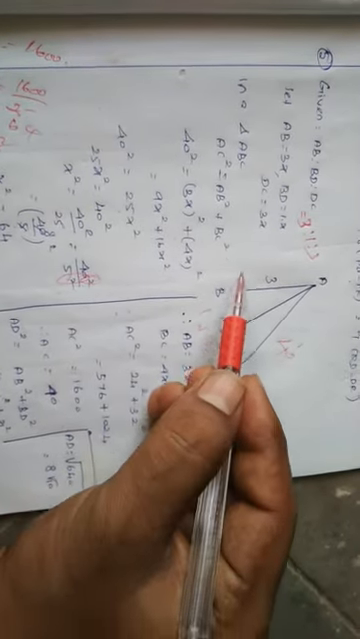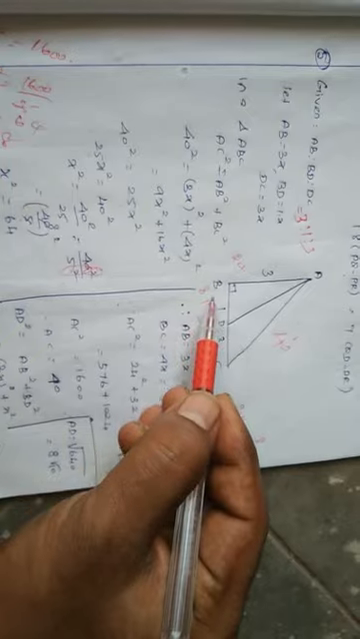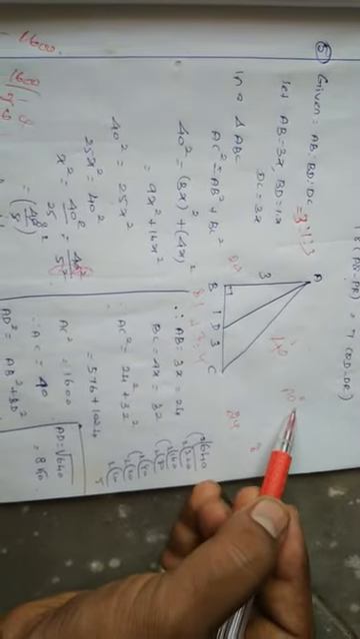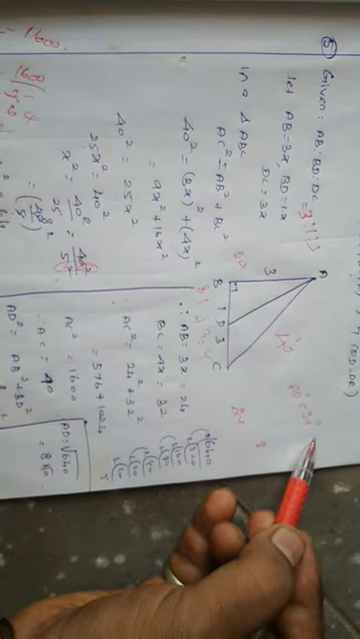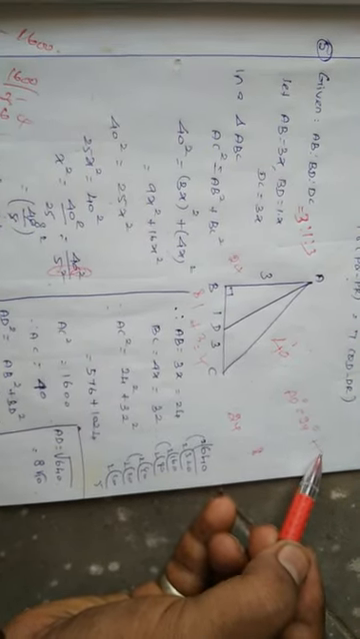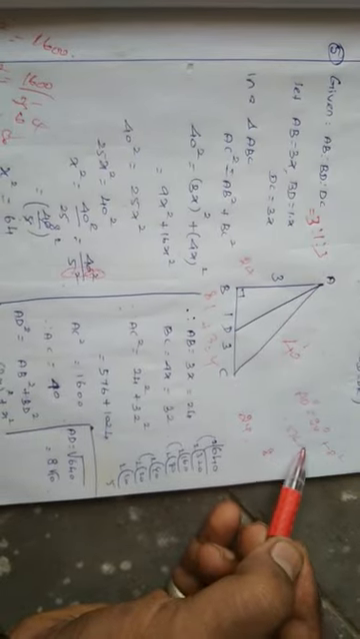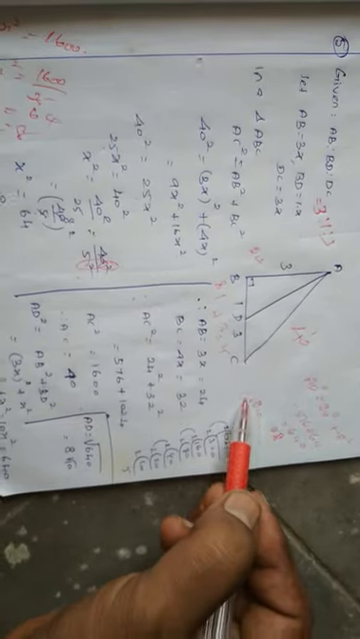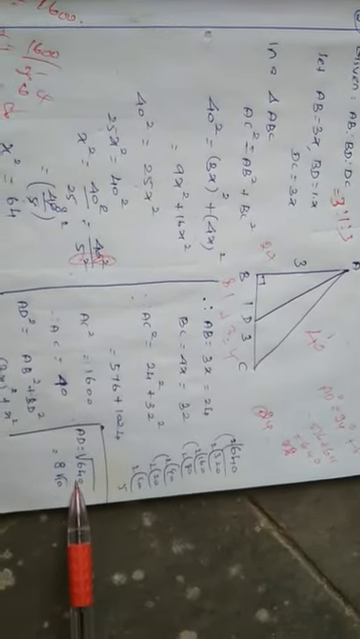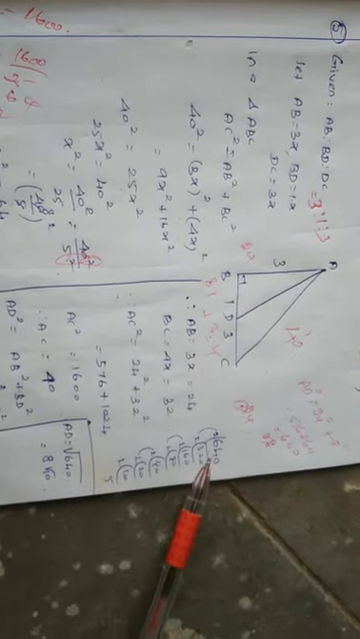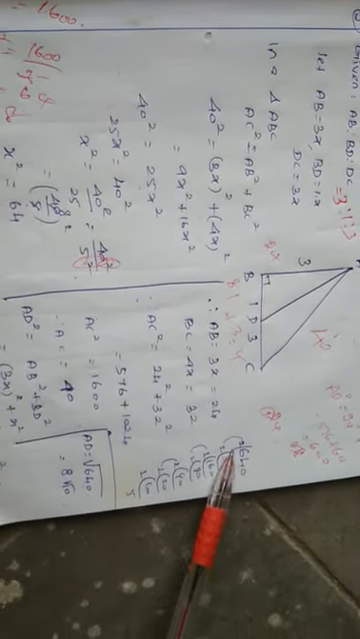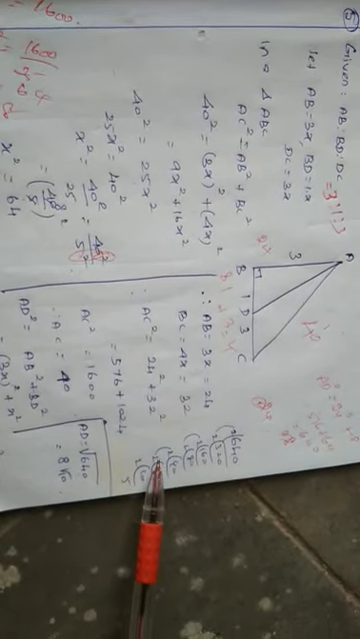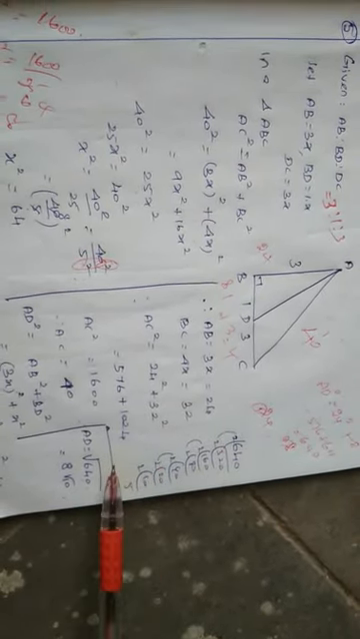Otherwise, this value is 24, this value 8. So AD squared equal to 24 squared plus 8 squared, because of AB squared plus BD squared. So 576 plus 64, that is 640. Now AD equal to the square root of 640. Using the prime factorization method, you can write 2 2, we can write pairs 1 2 3. So 8 root 10 is the answer. Like that you can solve such type of problems.